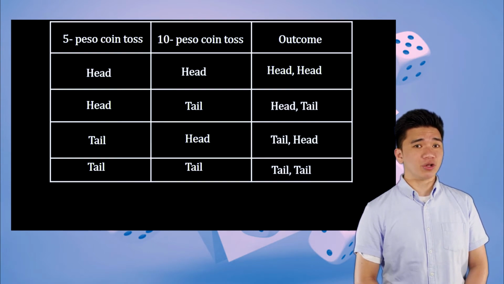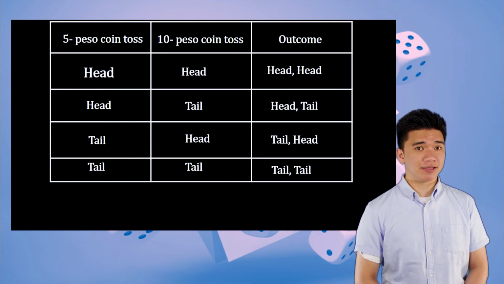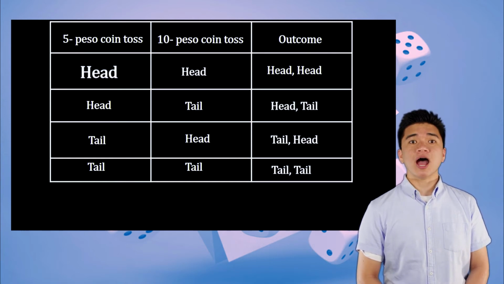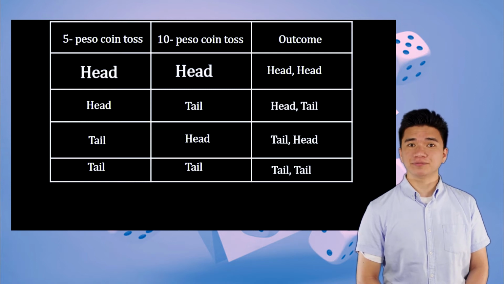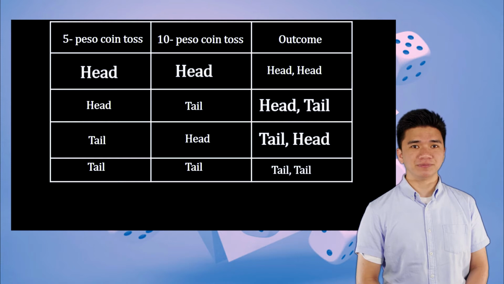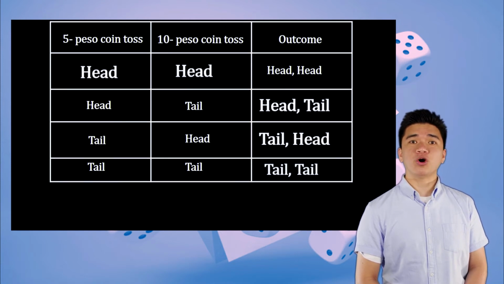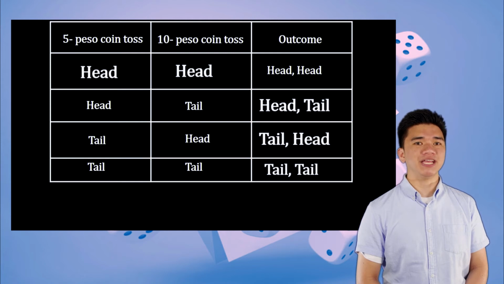When a 5 peso coin is tossed, a possible outcome could be a head. When a 10 peso coin is tossed, a possible outcome could be a head. The rest of the possible outcomes follow as 5 peso coin head, 10 peso coin tail. 5 peso coin tail, 10 peso coin head. Finally, 5 peso coin tail and 10 peso coin tail. Hence, the sample space is the set {head head, head tail, tail head, tail tail}.